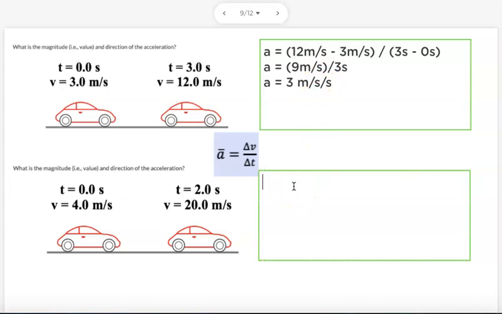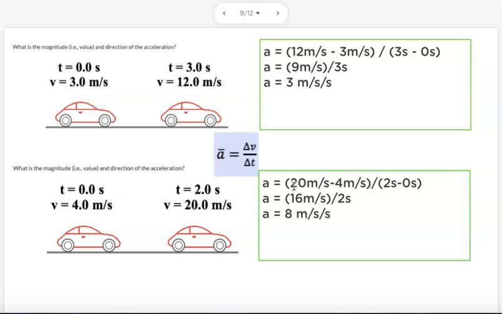For the second one, the acceleration is 20 meters per second minus 4 divided by 2 seconds minus 0. Simplifying it, and simplifying it further, 8 meters per second per second. Both of those values are positive. It's acceleration. It's like velocity. It's important to indicate direction.